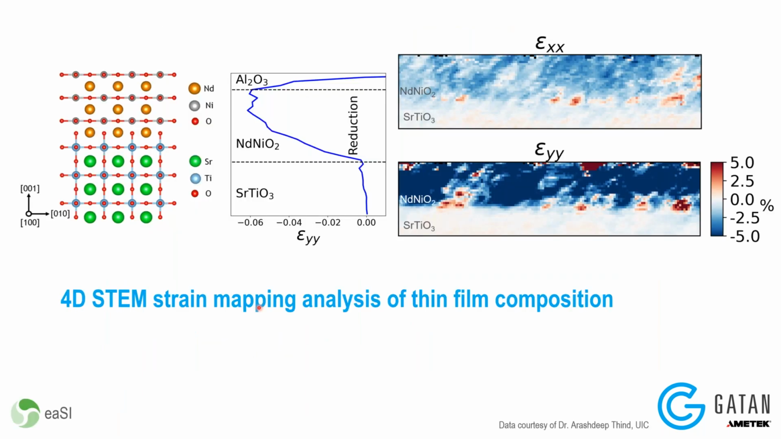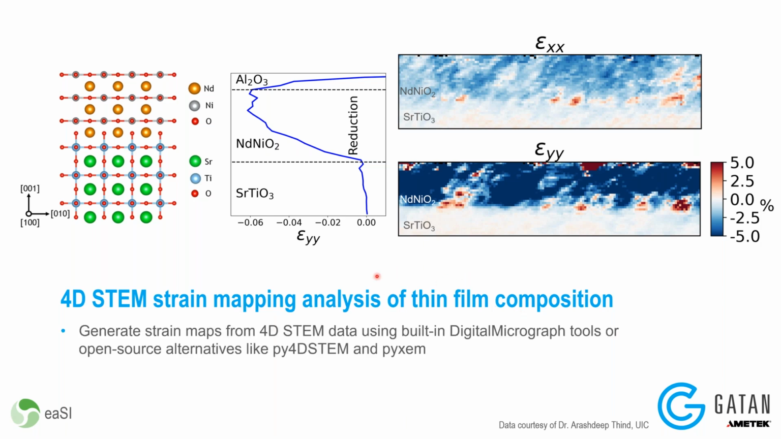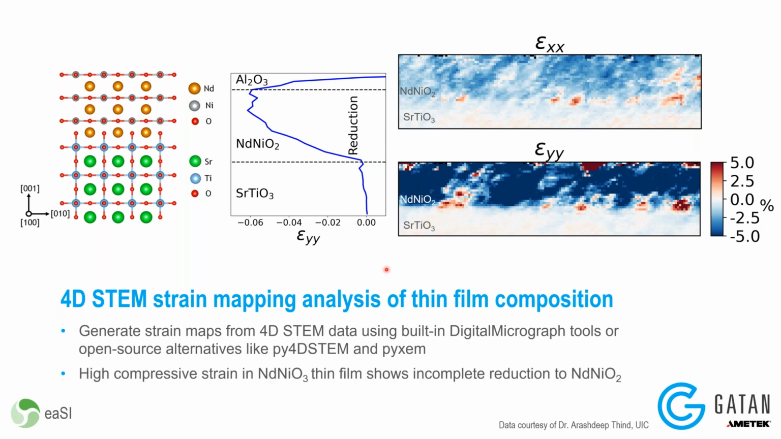And these next two examples are just really nice examples showing how we can do, for example, 4D STEM analysis via strain mapping on thin films. So this was strain mapping you can do within DigitalMicrograph, or you can use open source platforms like Pi4D STEM and PixSTEM to do strain mapping. But in this example here, they had this nickelate film that they grew on STO, and then they were trying to reduce the nickelate film on top. And the way that they could look at the level of reduction of the nickelate film was to see how much strain there was in the material at different levels.